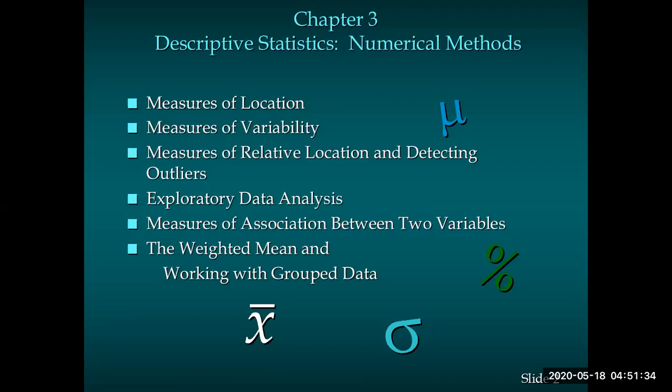But the fifth topic is going to be about the measures of association, and this is going to be between two variables. Finally, we'll have a discussion on the weighted mean, and we will see how weighted averages or weighted standard deviation or variance can be computed from a data set. The chapter has many formulas. I'll be sharing that with you.